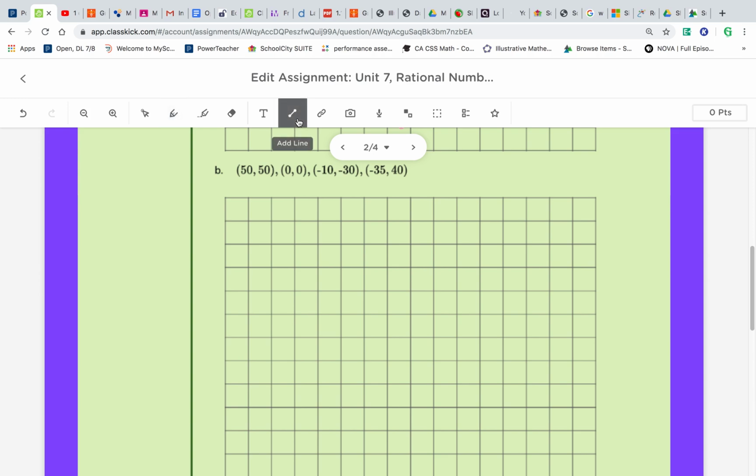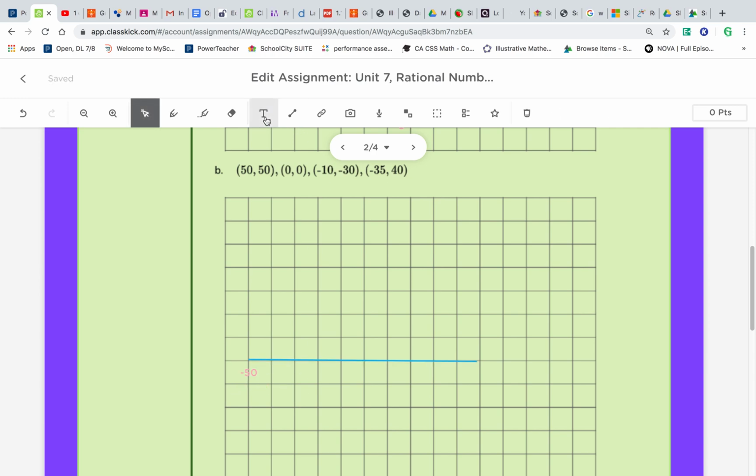So let's get the underlining tool. And we can just start here, that's fine. Okay, it doesn't have to be exact. So this would be -50, -40, -30, -20, -10, 0, 10, 20, 30, 40, 50. Okay, so let's go ahead and label that in. This is going to be -50.